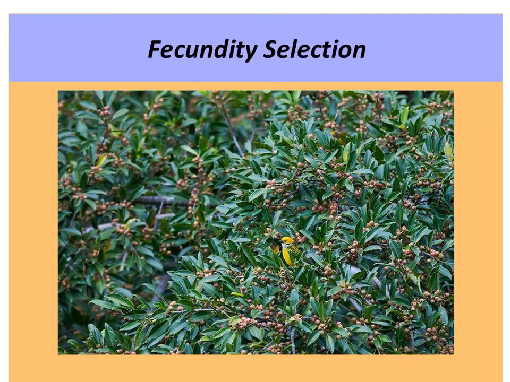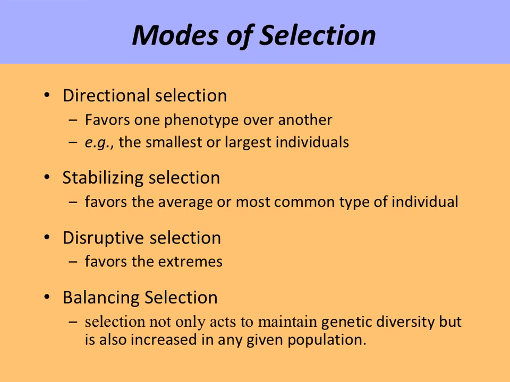And then this is an example of fecundity selection. This plant produces many, many seeds. Another plant, perhaps because of genetics or some other thing, produces very few seeds. Who's going to leave more offspring in the future generations that grow up and do the same thing? The plant that produces many seeds. So that's fecundity. That's the number of offspring.